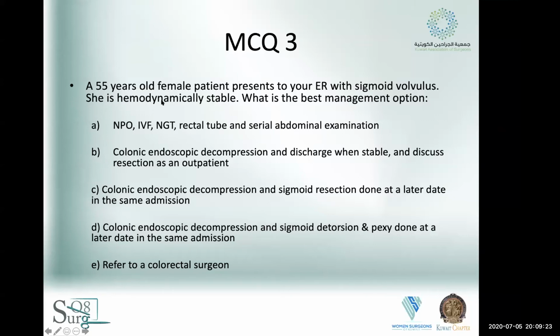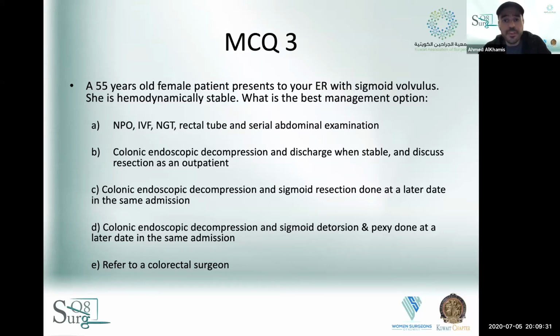Question 3 is a 55-year-old female patient presenting to the emergency department with sigmoid volvulus. She is hemodynamically stable. What is the best management option? Do you go NPO, IV fluid, NGT, rectal tube, and serial abdominal exam? Do you do colonic endoscopic decompression and then discharge and operate later when she's stable as an outpatient, arranging another date? Do you do colonic endoscopic decompression and then sigmoid resection in the same admission? Or do you do colonic endoscopic decompression and detorse the sigmoid and do a pexy at a later date in the same admission? Or do you call me and refer to me?